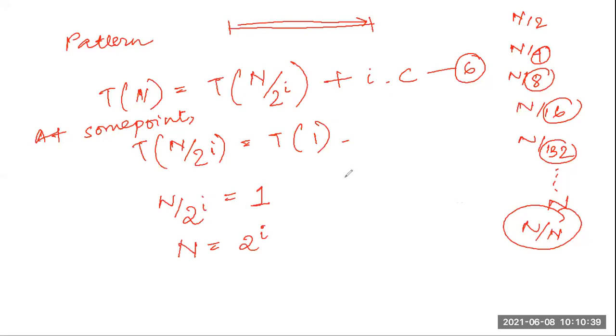Now if I take log base 2 on both sides, this also will become log base 2 of n. I will just rewrite this, okay, so I can get some space.